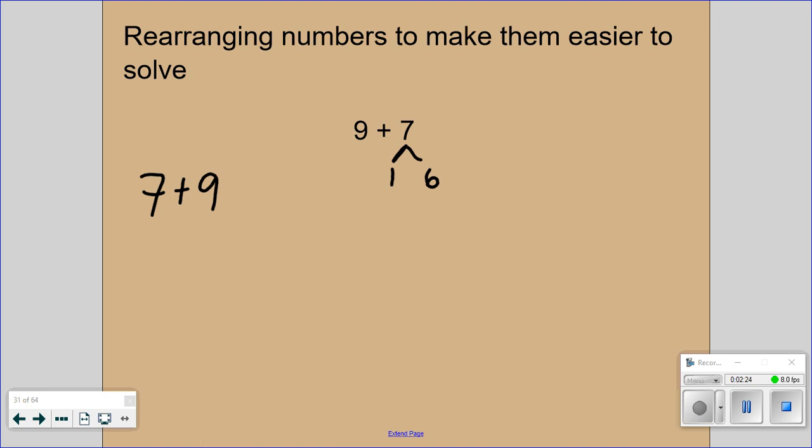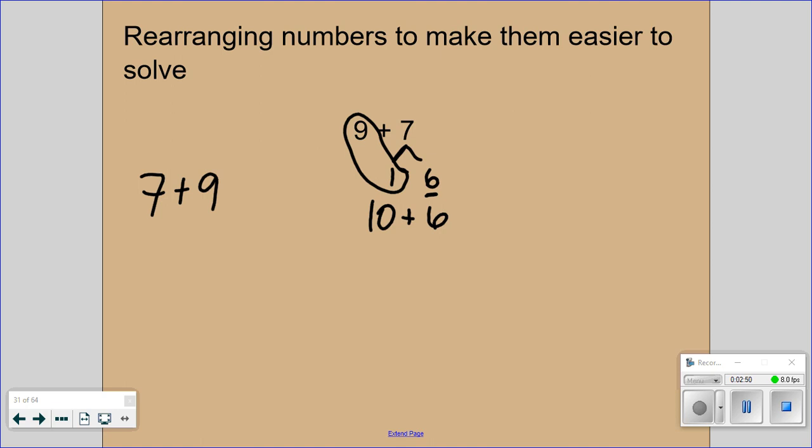And then she said, you know what I'm going to do with that 1? I'm going to throw it over to that 9, because 9 is kind of hard to add with, but it's so much easier to work with when it's a nice, pretty, happy 10. So she threw that 1 and combined it with her 9 to make it a 10, plus her leftover, which was 6. This is called a make a 10 strategy.